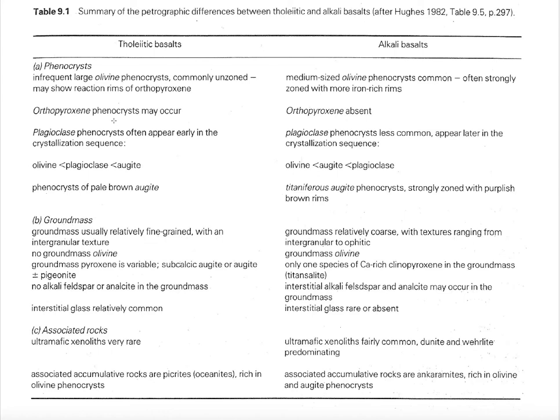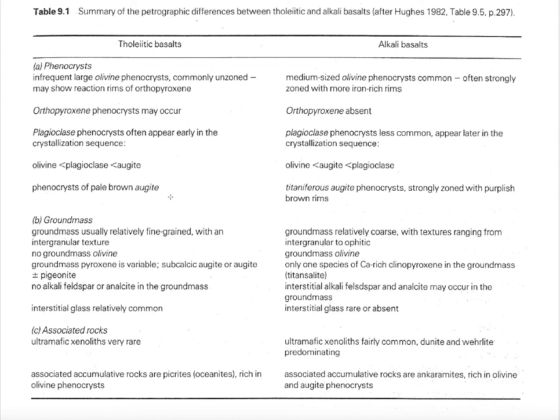In the alkali basalts, plagioclase phenocrysts, less common, appear later in the crystallization sequence. That means these plagioclases are more sodium-rich. Then in the tholeiitic basalts, we have olivine, plagioclase, augite. We have less olivine, then the plagioclase, and more augite inside. In the alkali basalts, the augite is just staying in the middle, and we have more plagioclase inside, because the plagioclase is picking up the sodium.